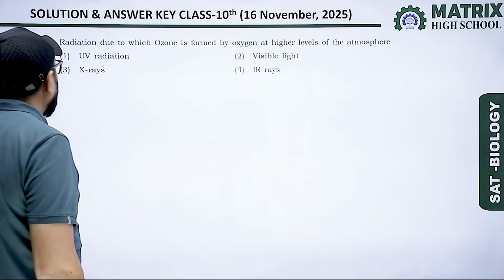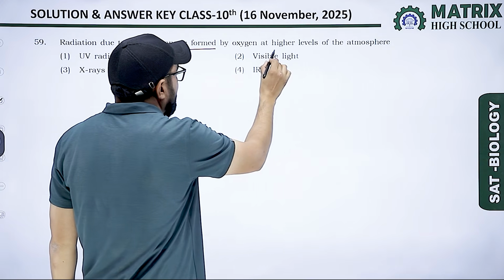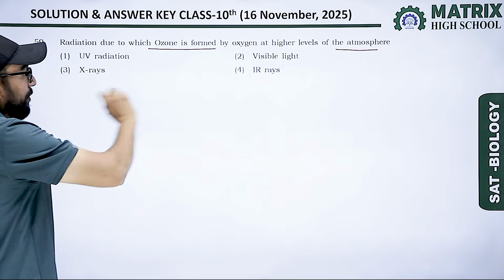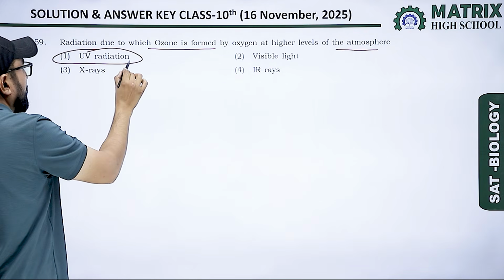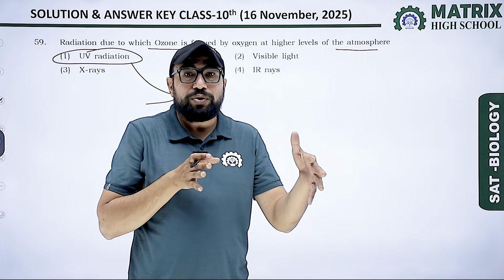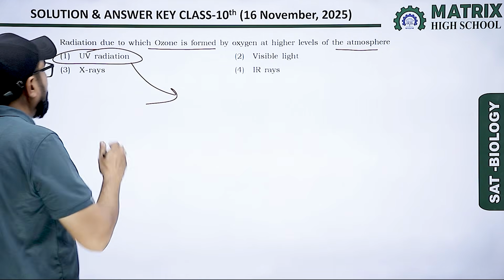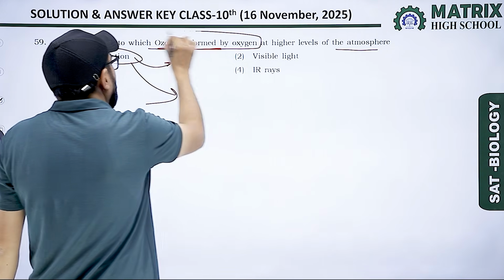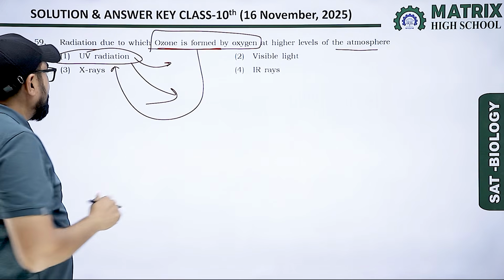Next, the radiation due to which ozone is formed from oxygen at a higher level of the atmosphere. UV radiation, visible light, X-ray, IR. Our right answer is UV radiation, because UV radiation works on ozone, splitting it into O2 and a single O. So UV radiation is the reason ozone is formed from oxygen. This method is used by UV radiation. So our right answer is option first.